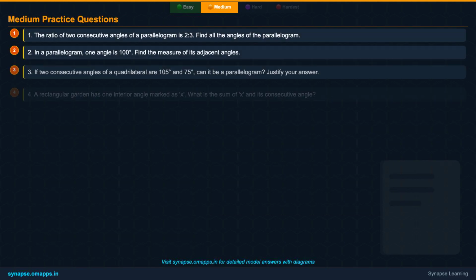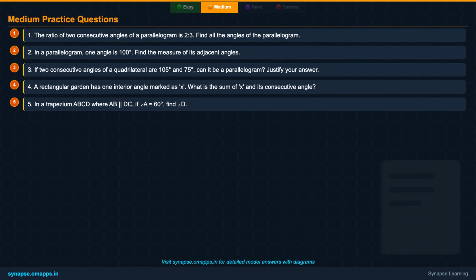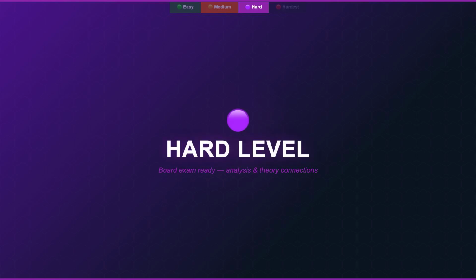Now, let's put your medium-level skills to the test. These 5 questions will challenge you to apply the supplementary angle property in slightly more involved problems, perhaps involving algebraic expressions or finding multiple angles. Take your time and think through each step. Ready for a deeper dive?